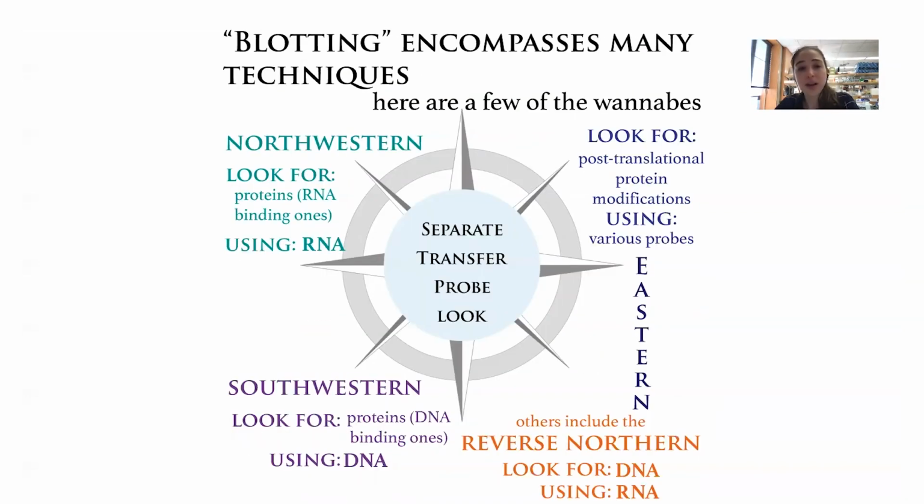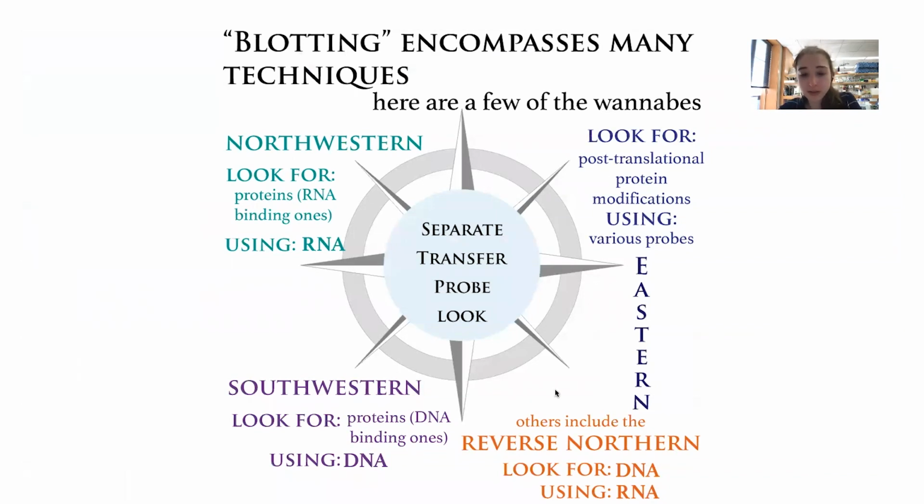In a Northwestern blot, you're looking for proteins like you would in a Western, but here you're using RNA. So you're looking for proteins that bind to a specific RNA that you put in. In a Southwestern blot, you're looking for DNA binding proteins. So it's like the Northwestern, except here you're using DNA to find DNA binding proteins. I said a specific one, but you can also look for proteins that just bind any DNA.